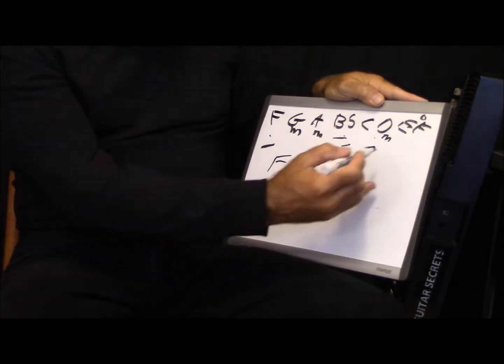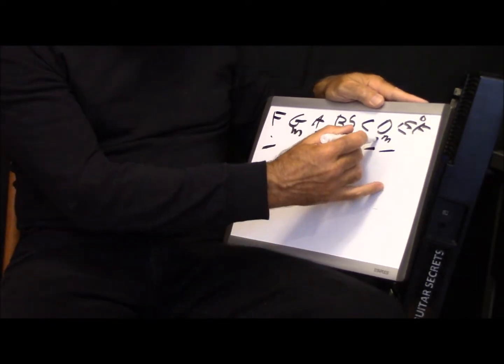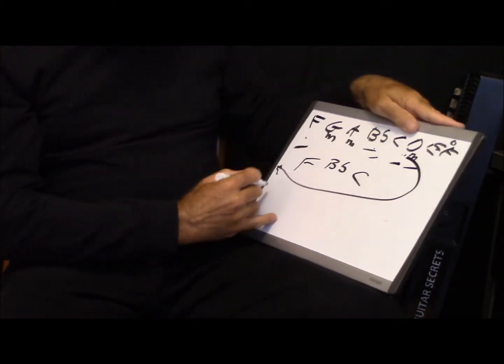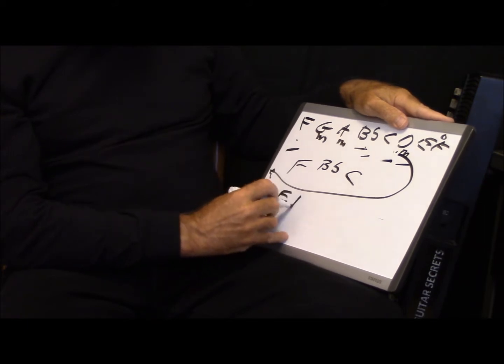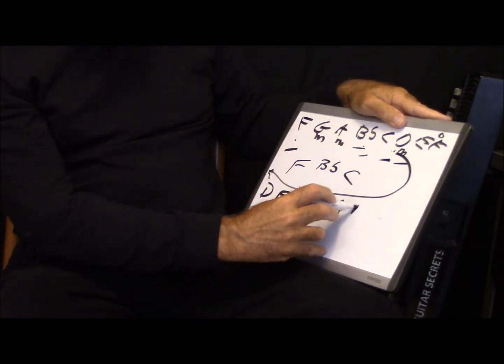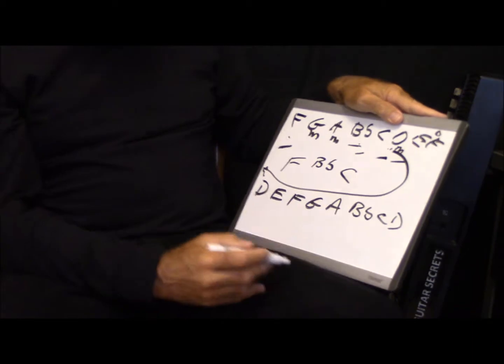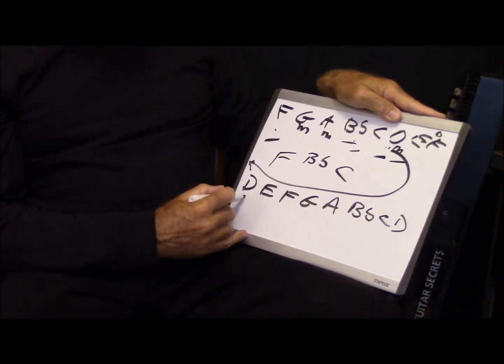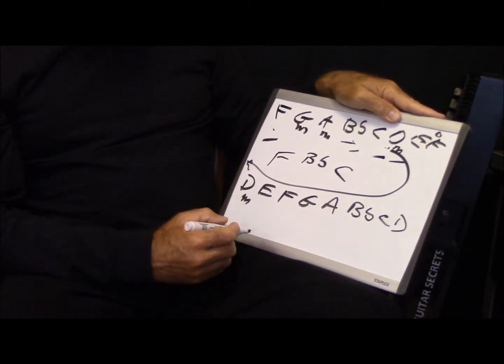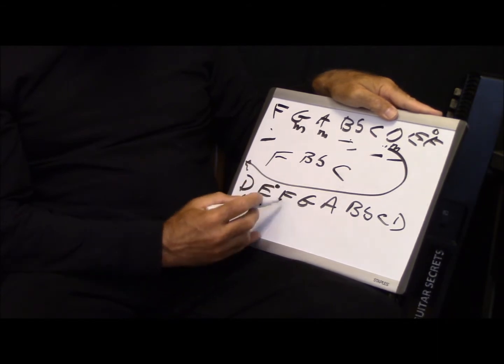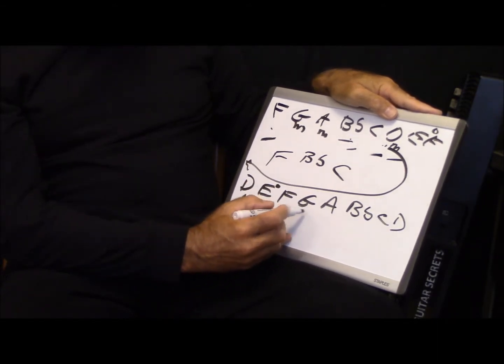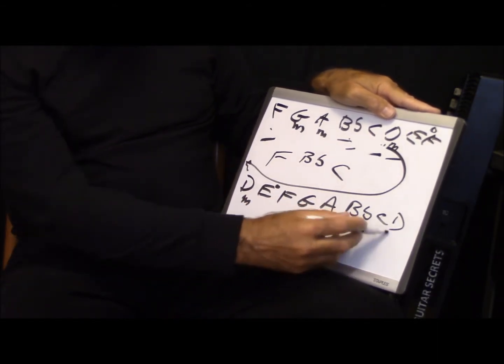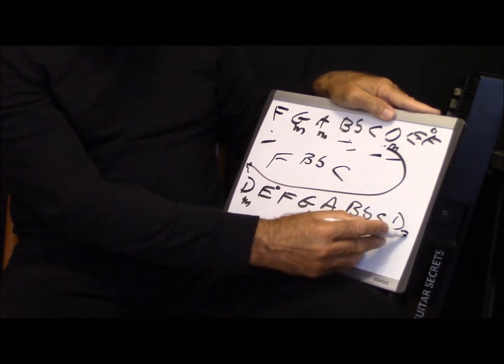Now D minor is the relative minor, so what we do is bring that D minor all the way over here and start with our D, E, F, G, A, B flat, C, and D. See that? Now we can play a progression starting with our minors. This would be the diminished, this would be the major, and this would be a minor, minor, major, major, and back to the minor again.